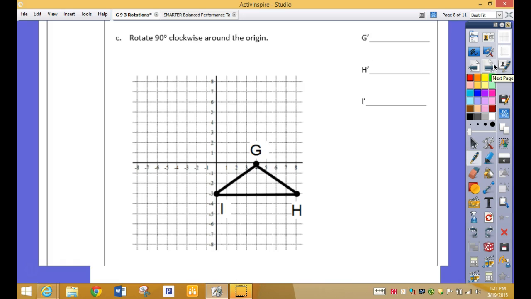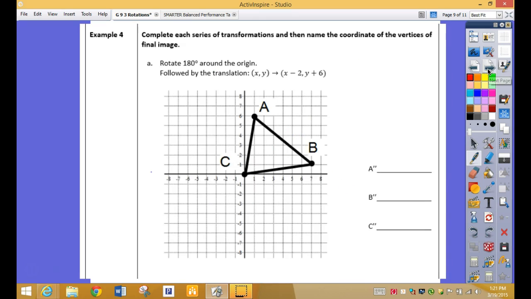All right, for time-wise, let's skip this one. This is another 90-degree one. Let's go to example 4.